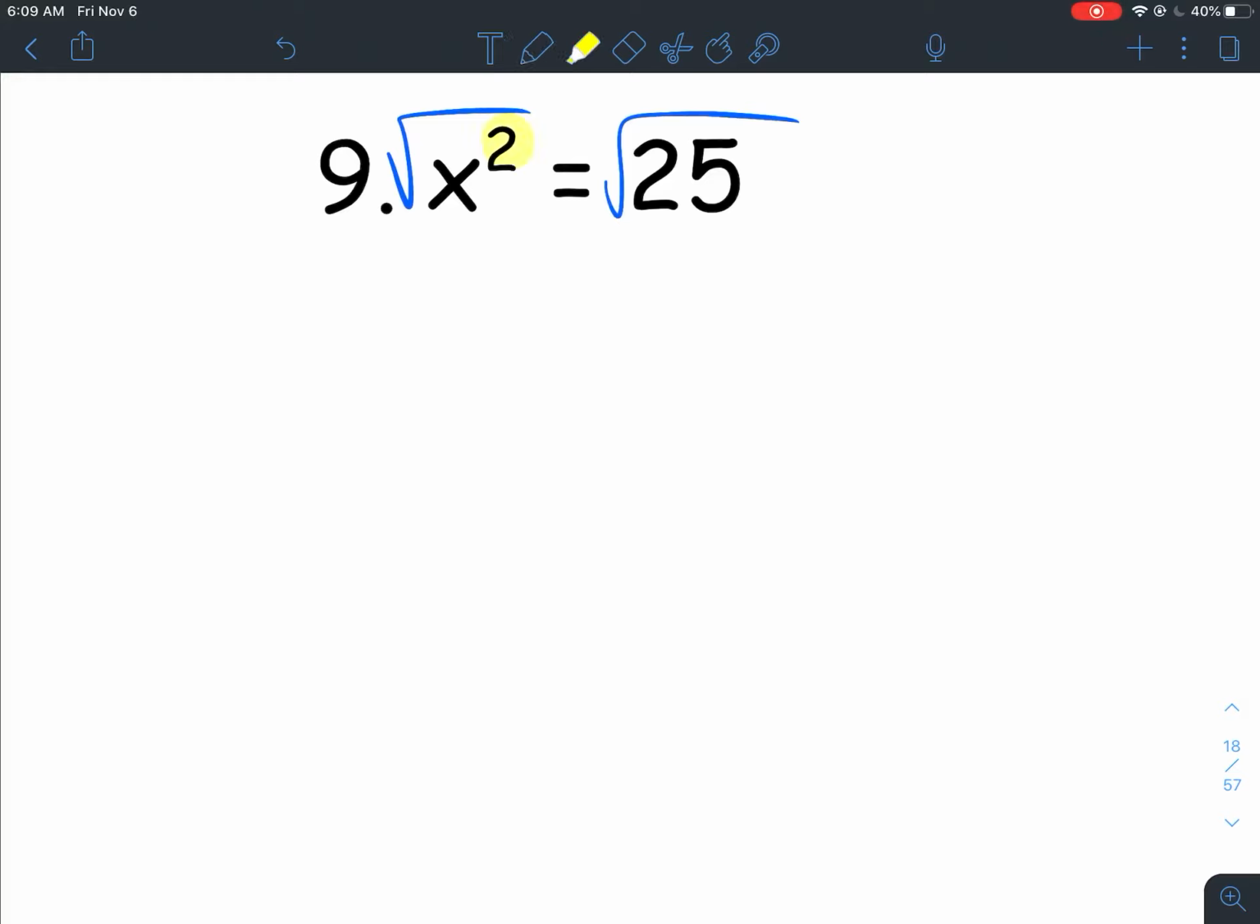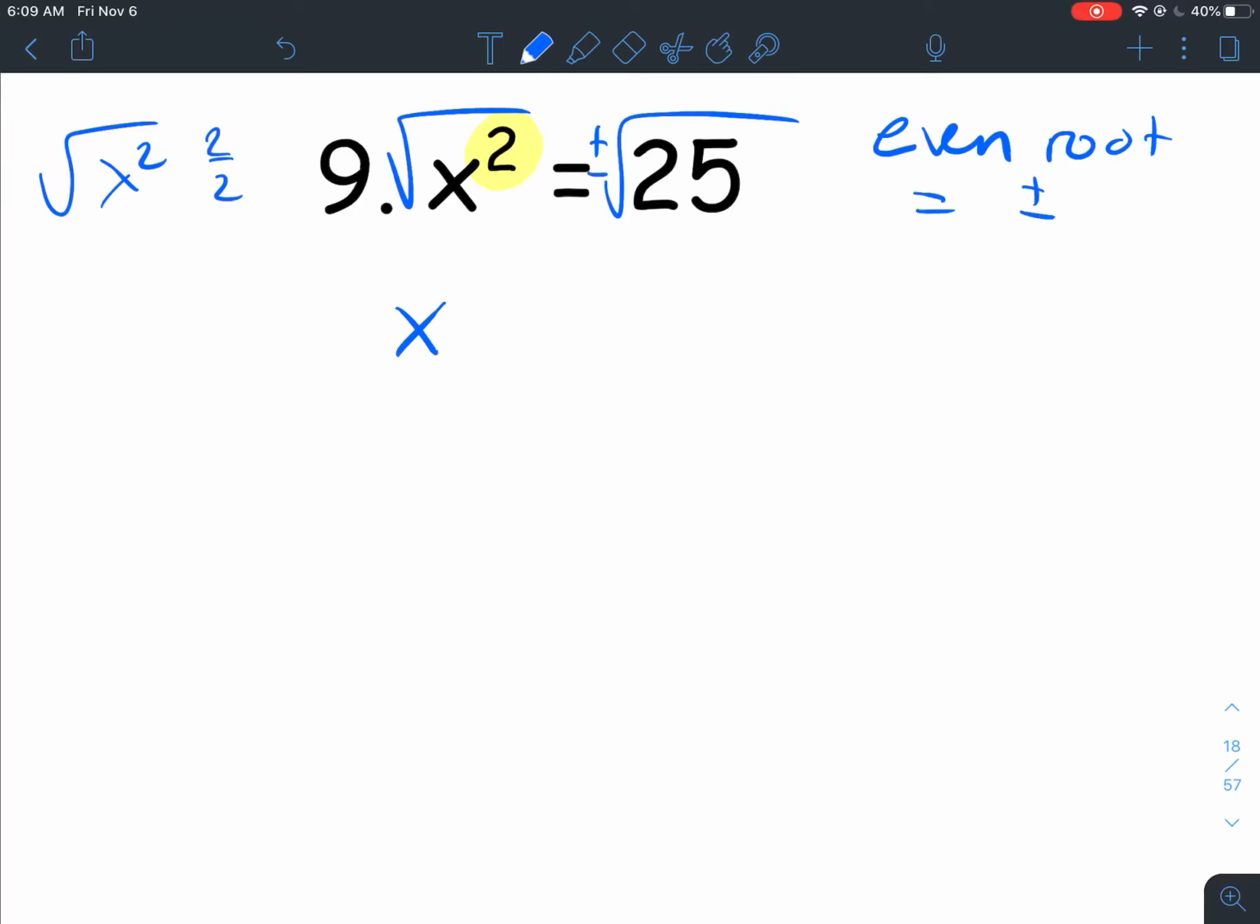Now, an important idea. When you add in a square root for something of an even power, you always need to do plus minus. So we'll say even root equals plus minus. All right, when it's even, you need to do plus minus. So the square root of x squared is x, right? And if you think about what we've been working on, if we had x squared in there, you would do 2 divided by 2, and a 1 pops out, so you get an x. And then the square root of 25 we should know is 5. So your answer here would be x equals plus minus 5.